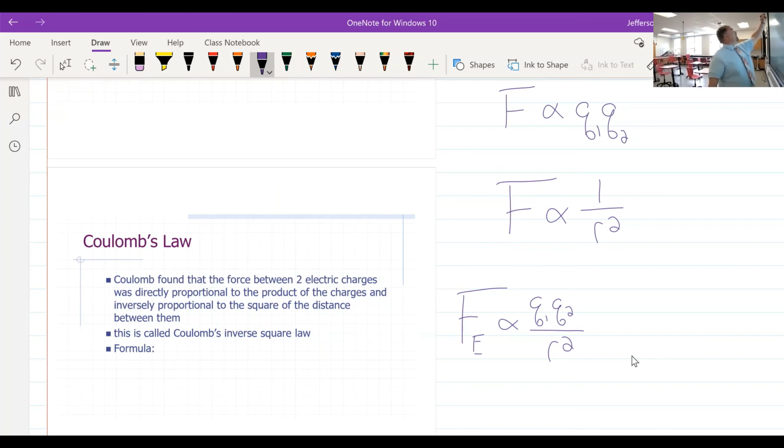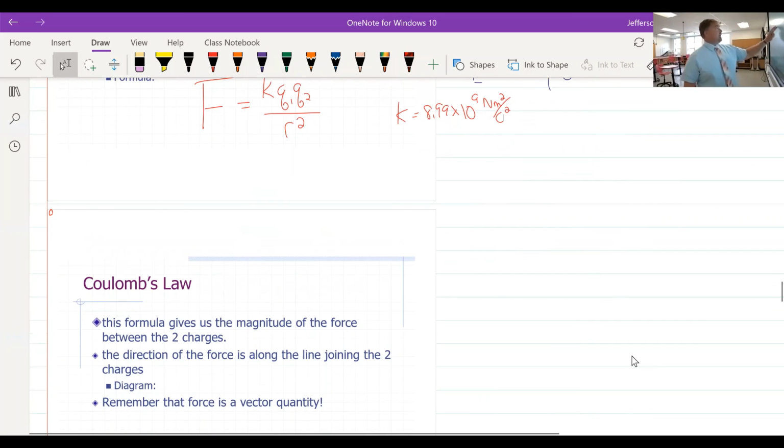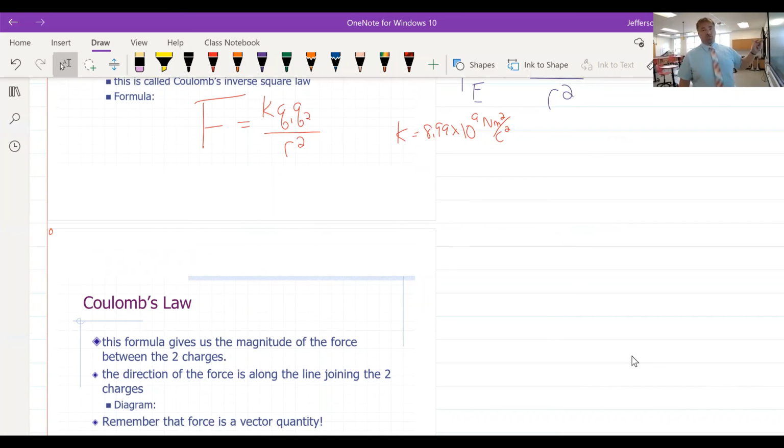But he was also able to determine the constant. In order to turn this force into newtons, he was able to determine that the force between two charges is equal to K, which is the electrostatic constant, which is on the front page of our reference set, I'll show that to you, times the product of charges divided by the square of the distance between them. That K is 8.99 times 10 to the 9th newton meters squared over coulomb squared. And this is, again, the front page of your reference set. So this formula that we had up here gives us the size of those forces.